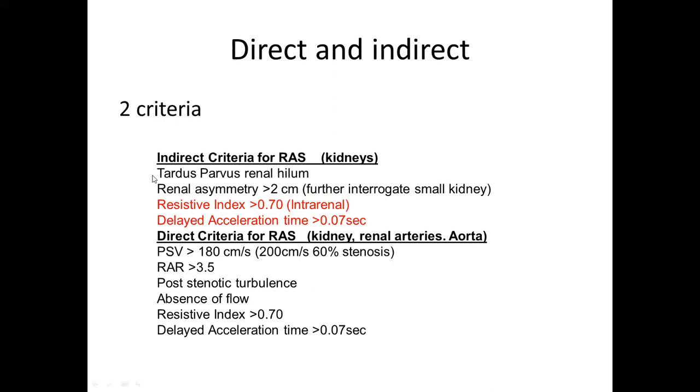So we will sample from the upper pole, the middle pole, and the lower pole of the kidney, and we can also sample at the renal hilum. So what are we looking for? We are looking for a pulsus tardus waveform, which shows that there is high resistance within the arterial bed of that kidney. We are also looking at the kidney in general in the indirect criteria, whereby we look at the renal asymmetry, which is the size of the kidneys themselves.